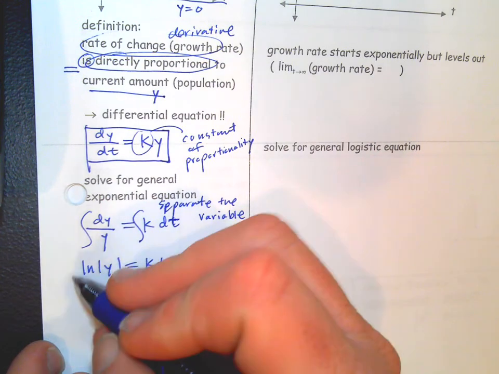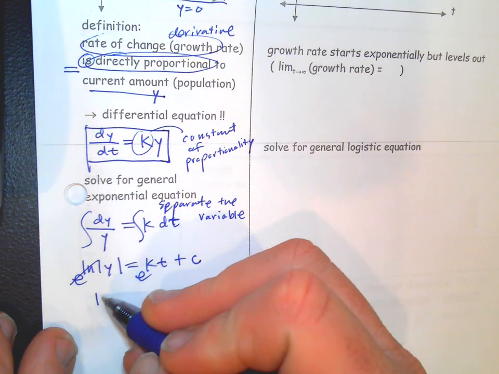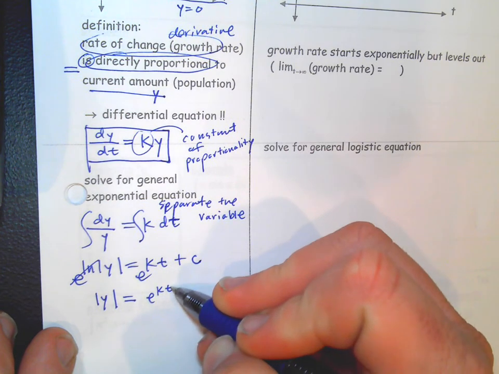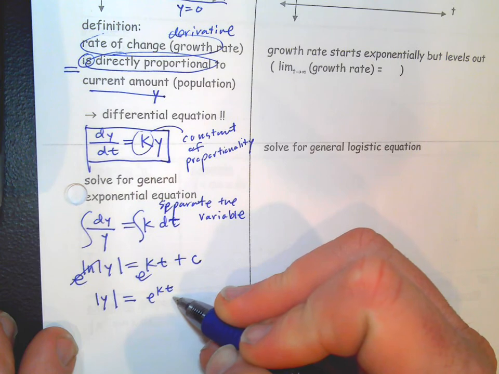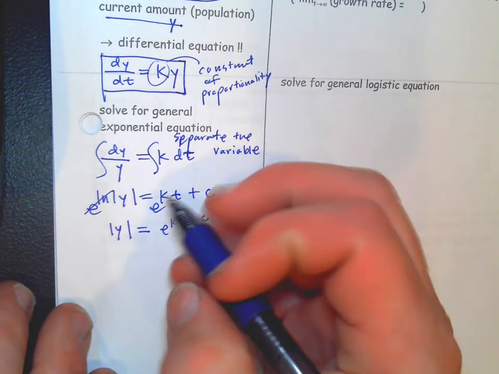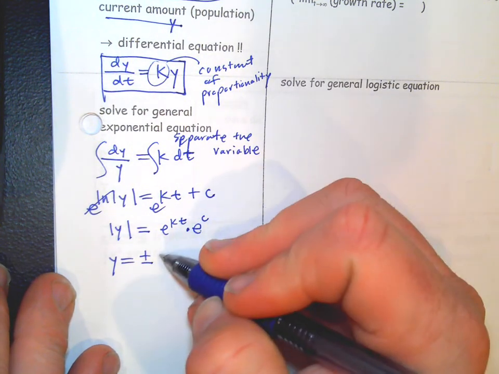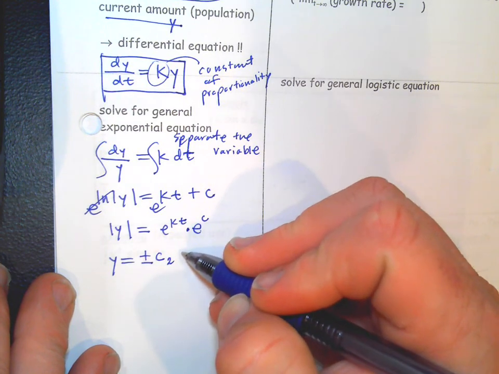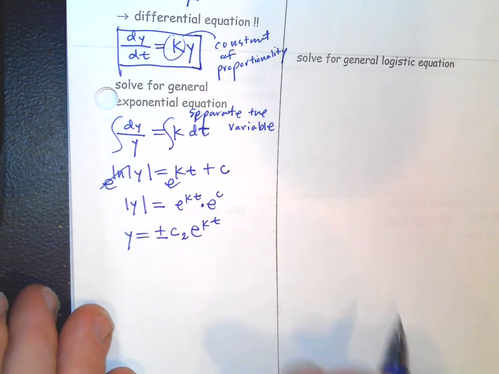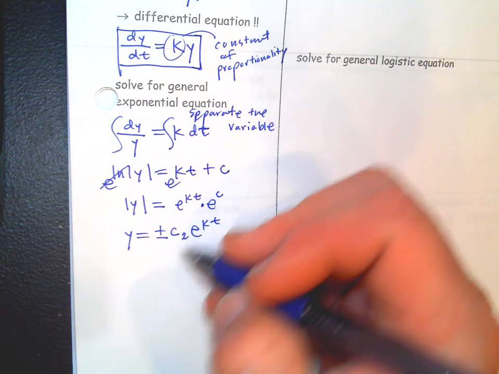Now we got to get y by itself. So we're going to exponentiate both sides. We have the absolute value of y. Absolute values are still there. e to the kt, and we could change it to times e to the c, rules of exponents. And then to get rid of the absolute values, you got to do plus or minus. Now, e to the c, let's just call it c. You can call it c2 if you want. If it bugs you, I would just call it c. It's just another constant. And for us, the plus or the minus will get figured out based off the initial condition.